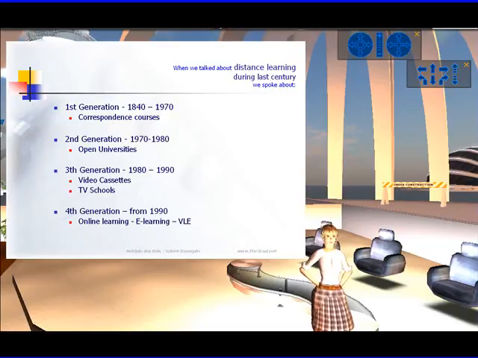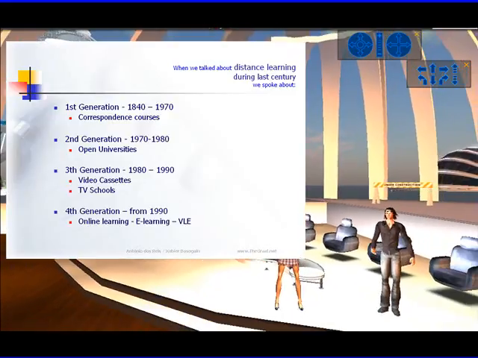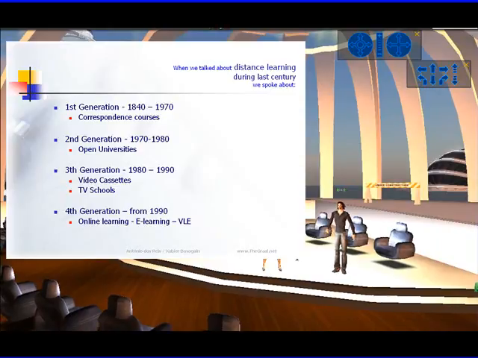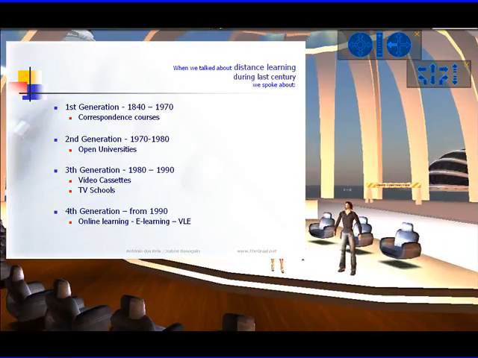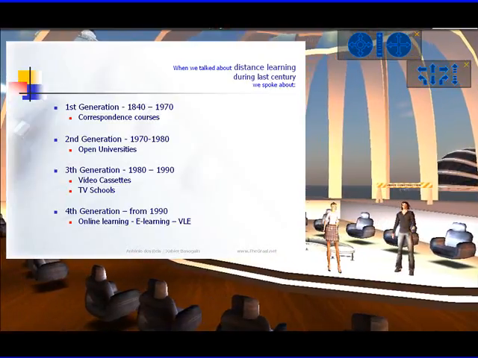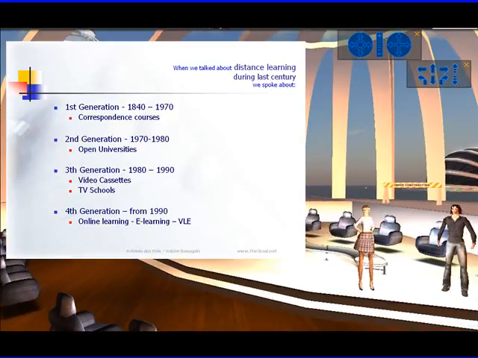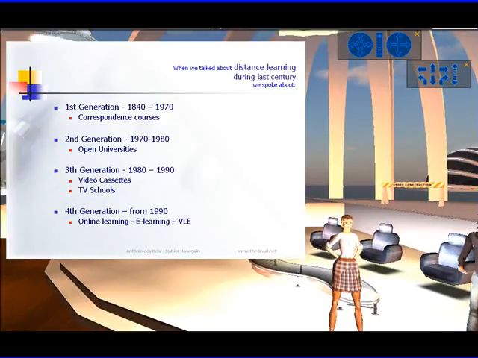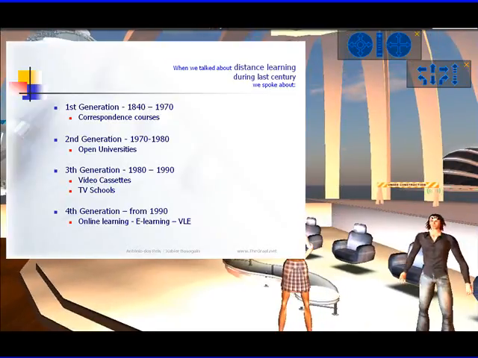One goes from the middle of the 19th century to the 70s, which were made by correspondence courses. Regular correspondence, offering information by books and written documents. The second generation was the appearing of open universities from the 70s to the 80s. And the third generation was courses supported in video cassettes and TV schools. But the most important, let's say, revolution generation, was in the 90s, with the online learning and e-learning.